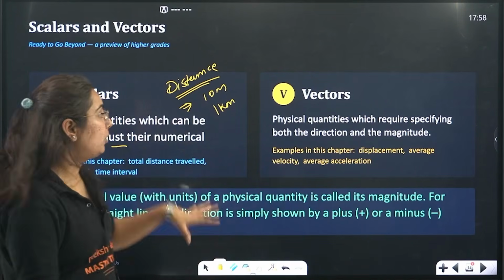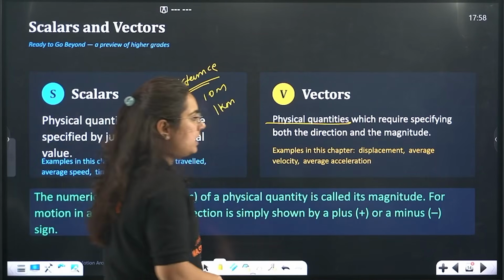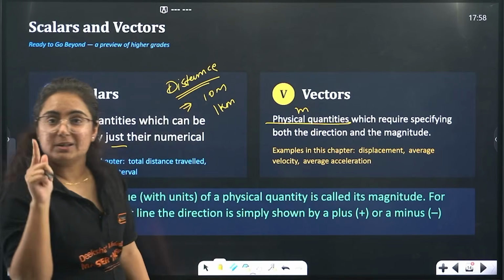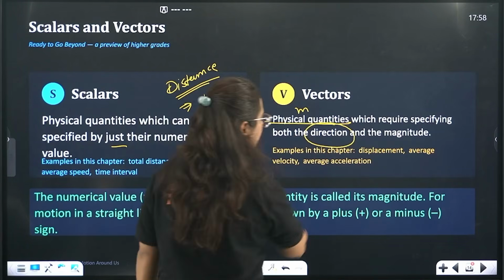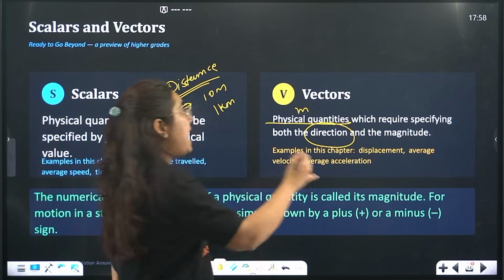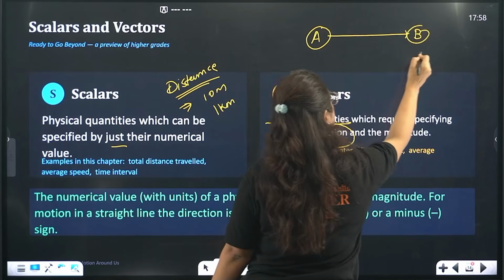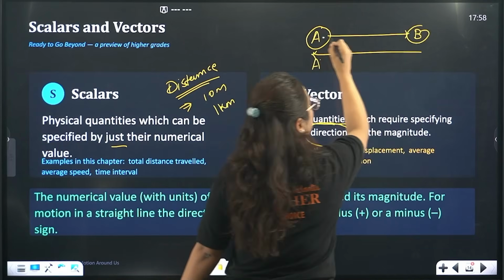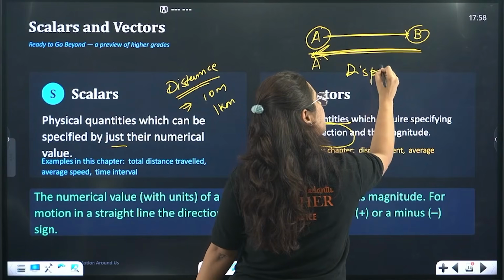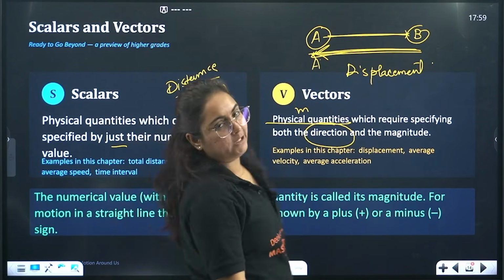However, when I talk about vector quantity, beta, this is also a physical quantity. This will also be given in a unit like meter, but along with the magnitude comes the direction too. As I told you, you started from point A, reached point B, and then came back to point A. You are changing your directions, and hence this is the concept known as displacement. This is a vector quantity, not a scalar quantity.